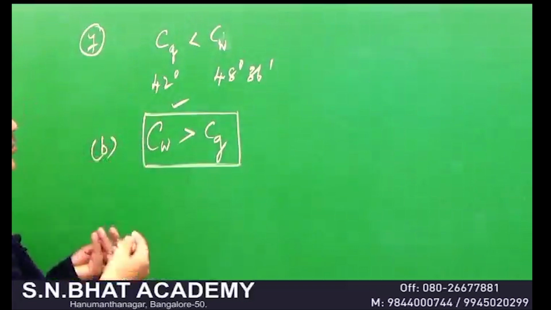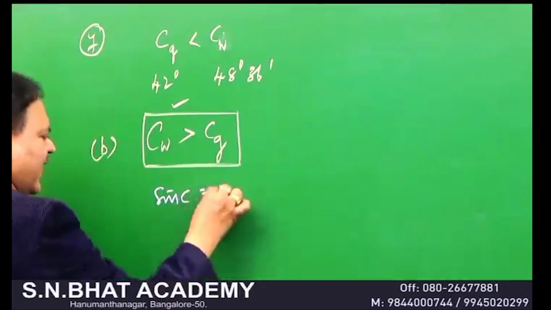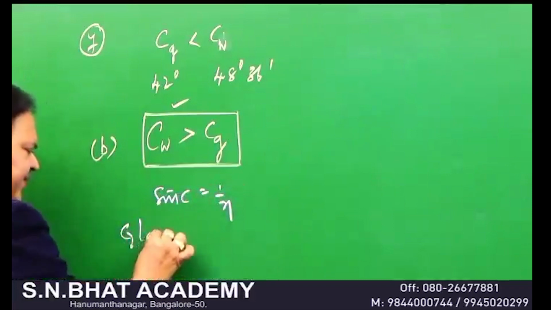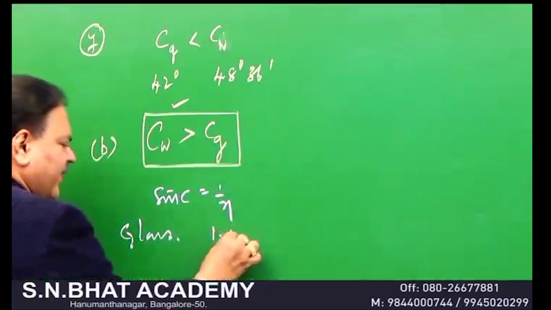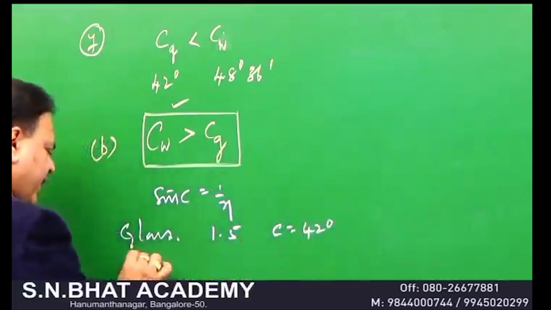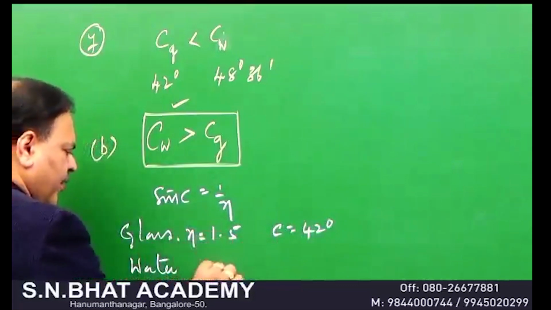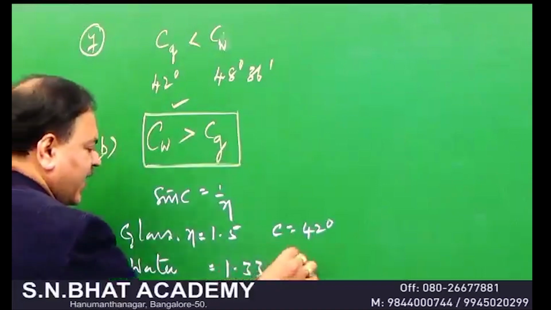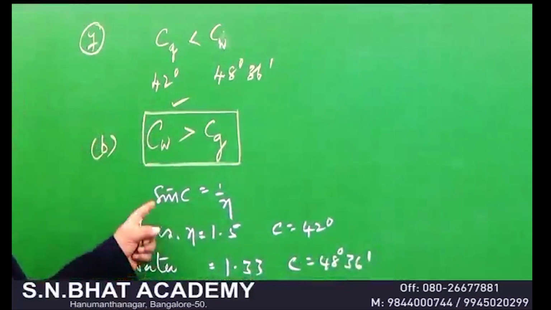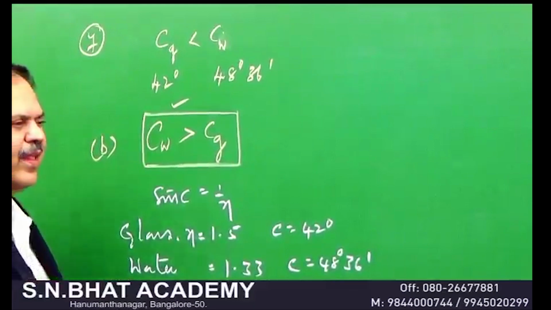So you will have a doubt, sir, how to answer these questions. Remember, you must know that the critical angle and refractive index are inversely related. In the synopsis I have told you, for glass, refractive index is 1.5 and critical angle is 42 degree. For water, refractive index n is equal to 1.33, but its critical angle is more, which is 48 degree 36 minutes. Critical angle and the refractive index are inversely related. That is the fact for this question.